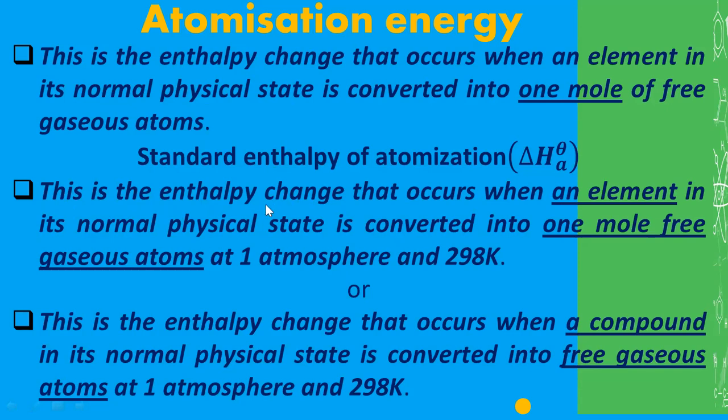This is the enthalpy change that occurs when an element in its normal physical state is converted into 1 mole of free gaseous atoms at 1 atmosphere and 298 Kelvin. Very good. Or you can refer to a compound instead of an element: a compound in its normal physical state is converted into free gaseous atoms at 1 atmosphere and 298 Kelvin. Are we together? Yes, sir.